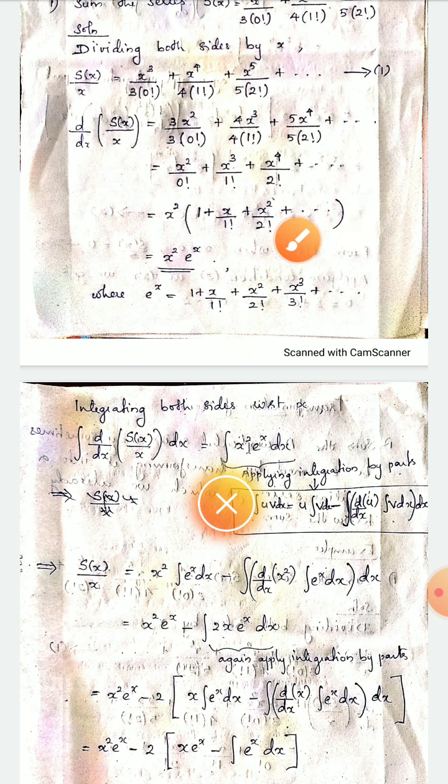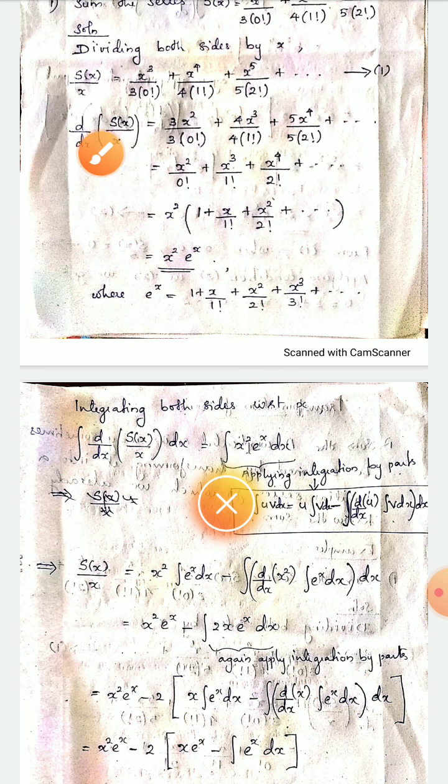The series in the bracket is the expansion of e raised to x. You have already studied this in the plus 2 syllabus. If you have not studied it yet, just remember this: the expansion of e raised to x is 1 plus x by 1 factorial plus x square by 2 factorial plus x cube by 3 factorial plus etc. So the series in the bracket is e raised to x, and it becomes x square into e raised to x.